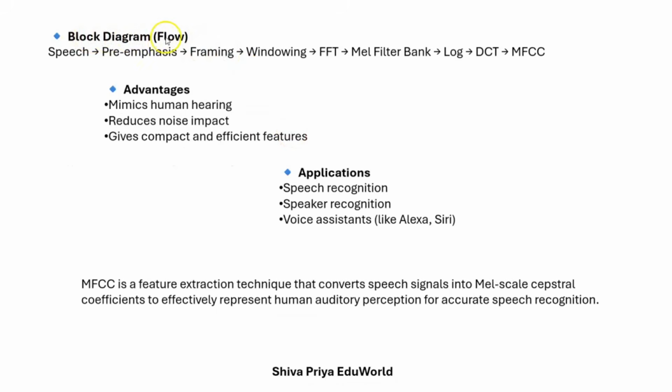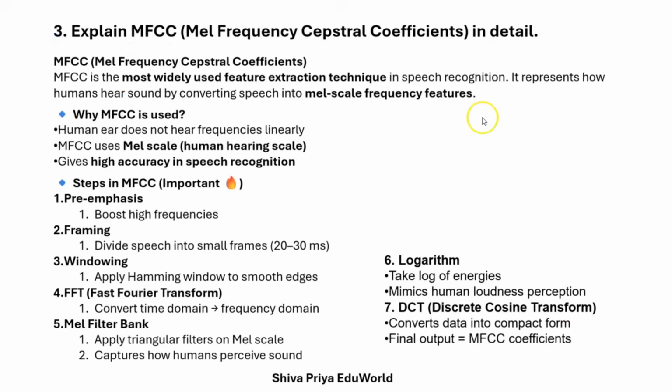Let us see the block diagram of this MFCC. Speech undergoes pre-emphasis, and after that framing is done, then windowing, FFT, Mel filter bank, after that logarithm, DCT, and MFCC. Here you can see the MFCC coefficients are the final output. Clear? Whatever steps we have, you have to write down in a diagrammatic form.